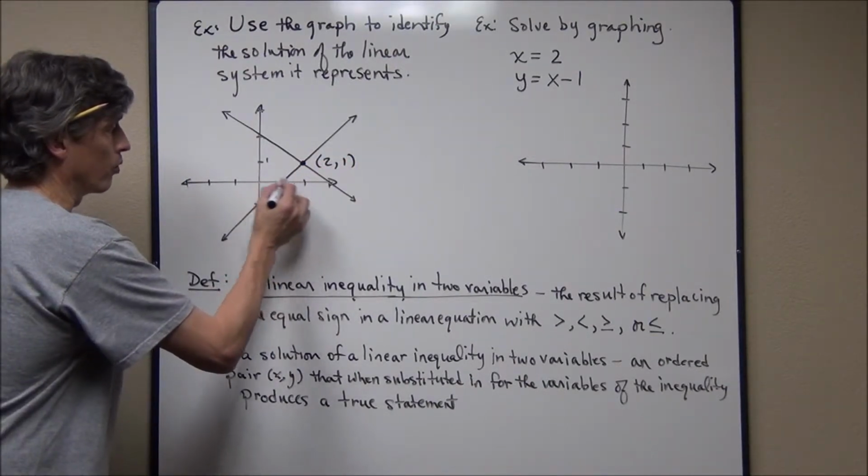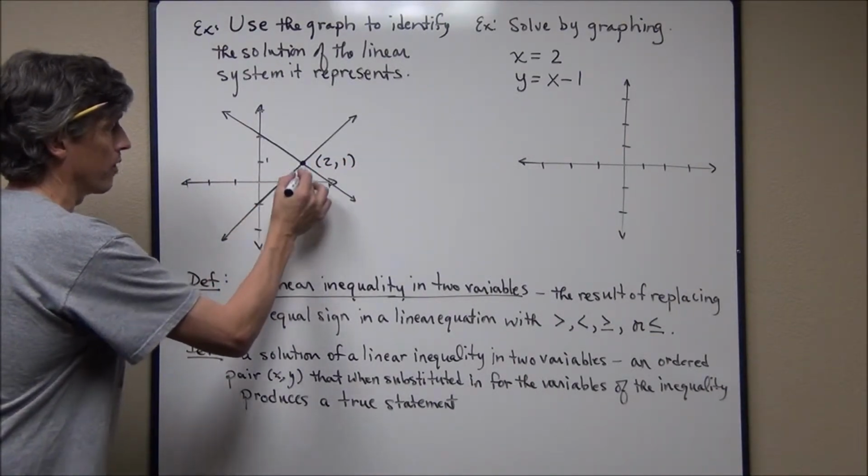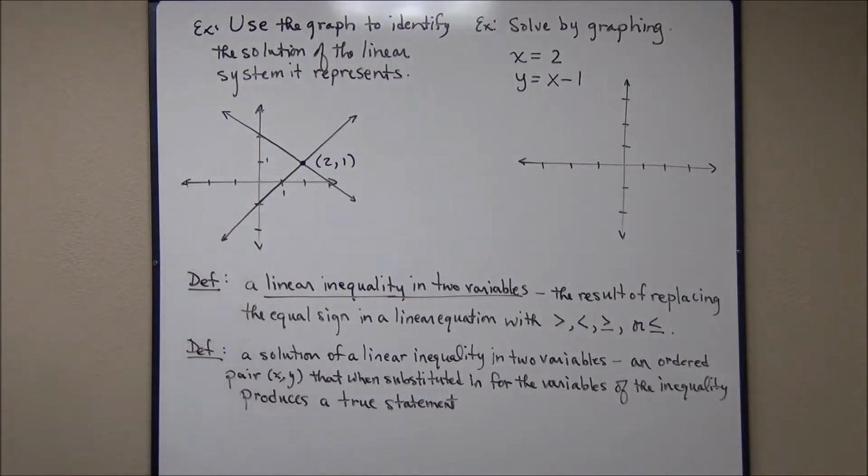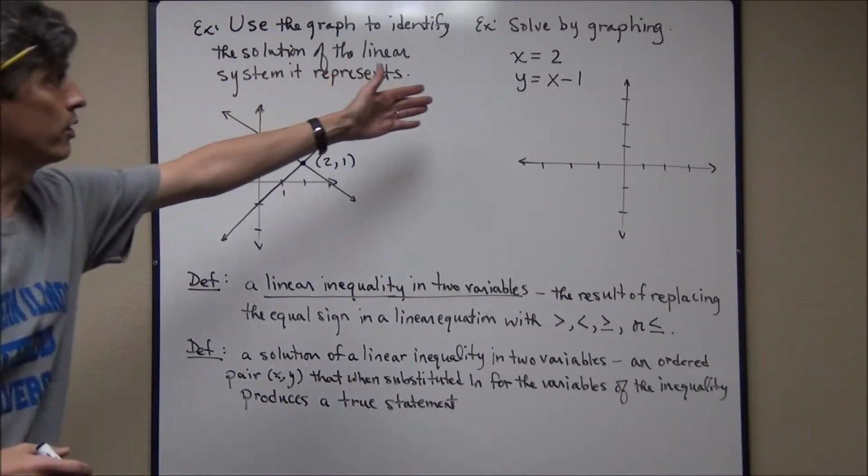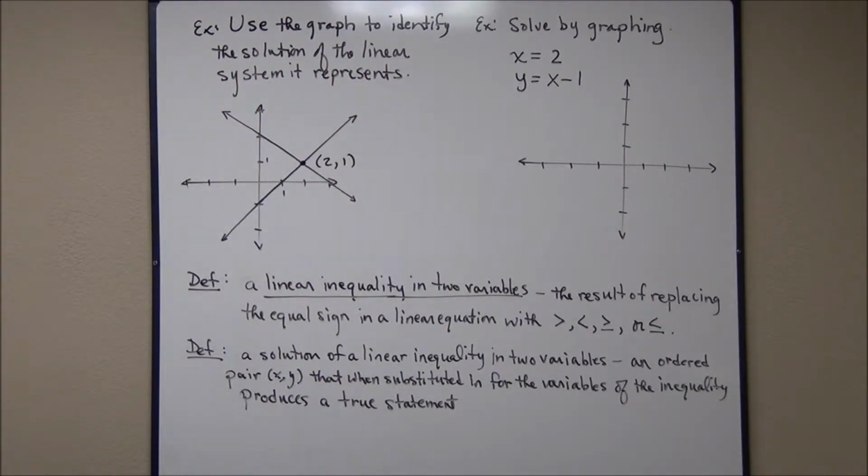Remember, start at the origin, go right or left first, then up or down. I'm 2 to the right, up 1: 2, 1. Okay, and that's the solution. That's all there was to that one. There's a little bit more if you have to graph it, and that's what I'm going to do with this example. I'm going to do a very basic one by graphing.